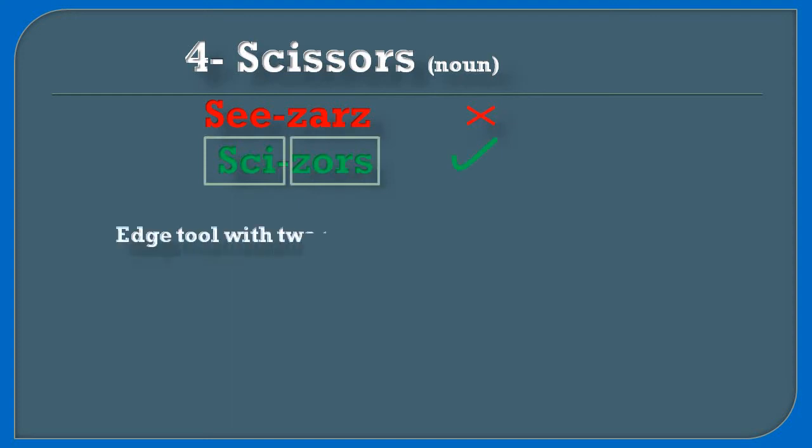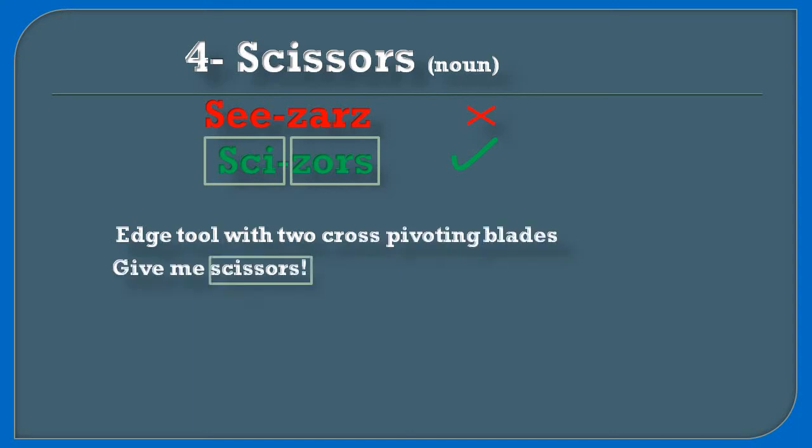That's the correct pronunciation. A tool with two cross-pivoting blades. Give me scissors. They will never say give me Caesar. Give me scissors. Especially if the physician is operating, they will ask you, give me scissors.